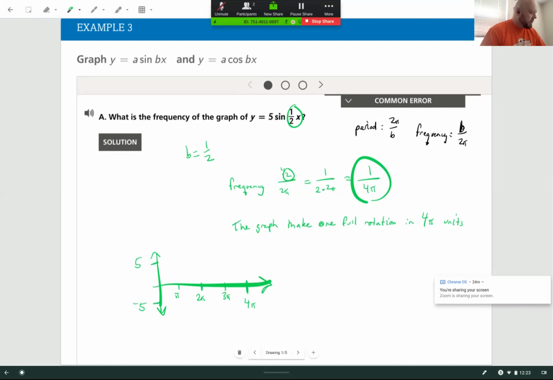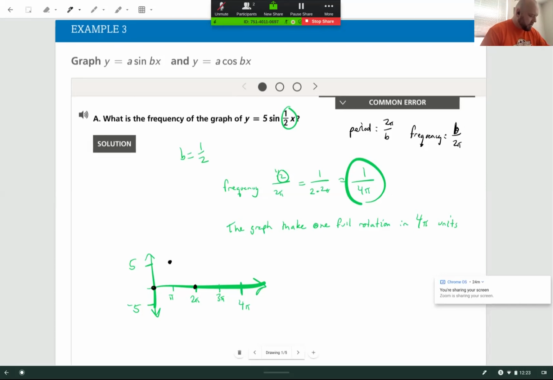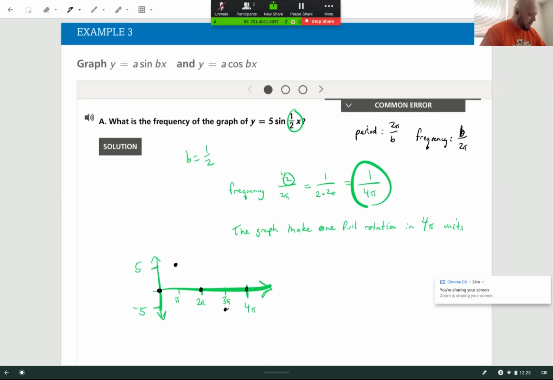And we have a sine graph. So sine starts at 0, then it goes up to its maximum, comes back to the origin, goes down to its minimum, and then comes back to the origin again. And that's what this graph would look like for 5 sine of 1/2 x. It makes one full rotation from the starting point here at the origin to the ending point at 4 pi, makes one full rotation in 4 pi units.